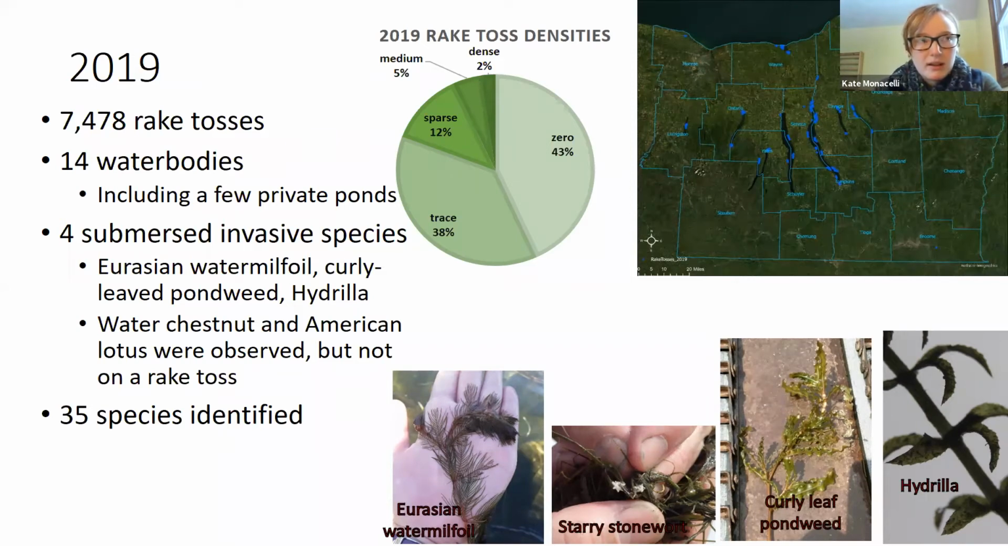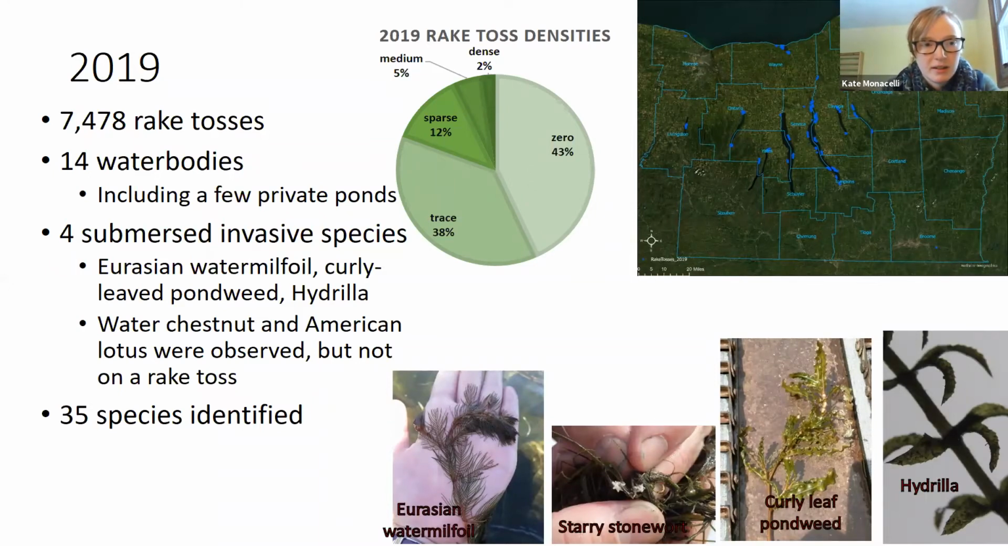We started collecting our floating plant data a little differently. So in 2019 and 2020, I'm only showing our submersed plant data. We did see water chestnut and American lotus, but it didn't come up on a rake toss.